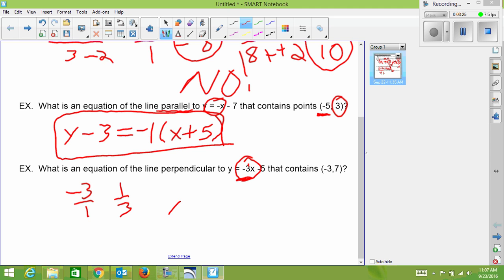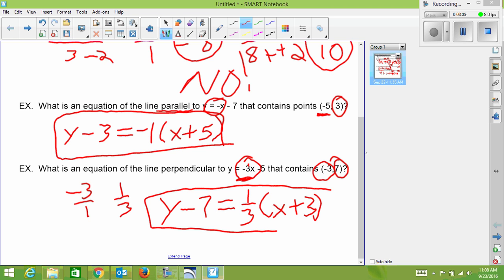So I'm going to plug that in. y minus my y, which is right here, 7, equals my slope of 1/3 times x, and then my x is a -3, so it would have to be plus 3 for my equation. So y minus 7 equals 1/3 times x plus 3 in parentheses.